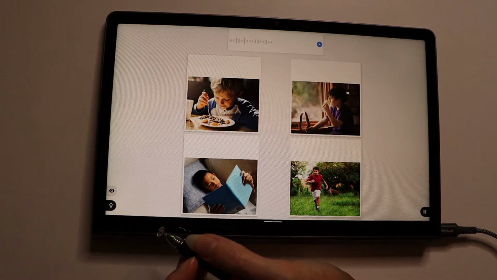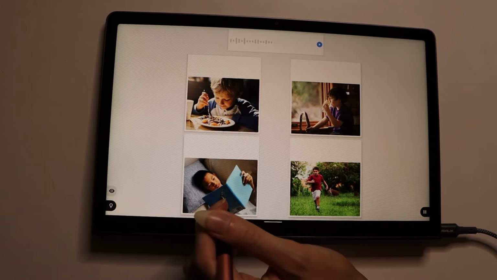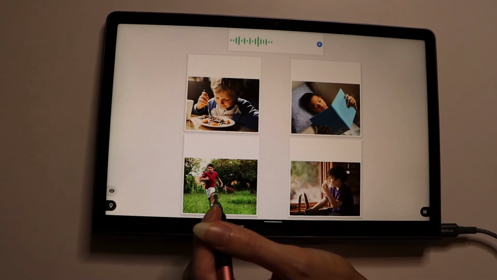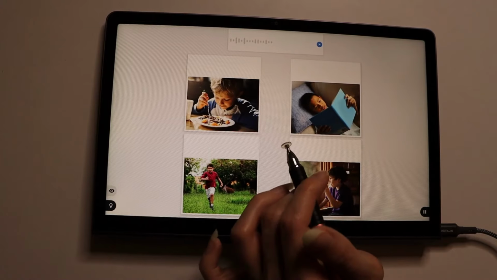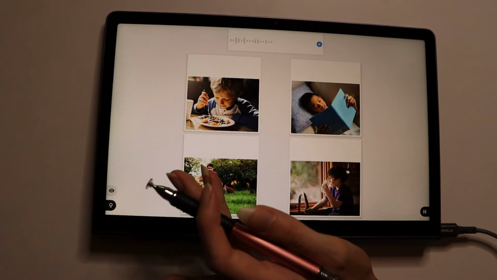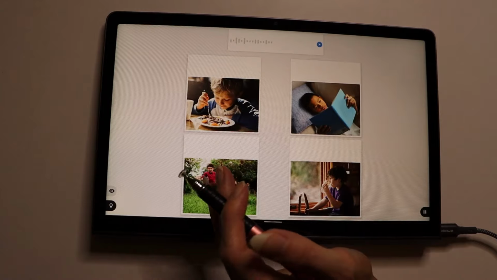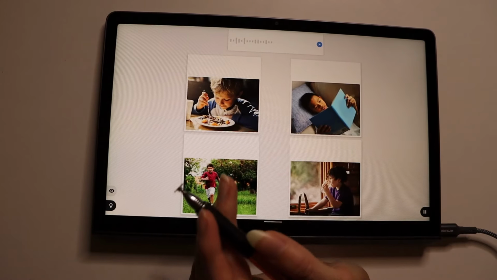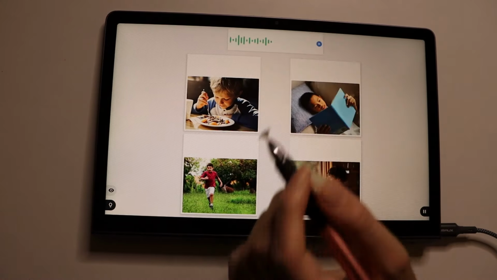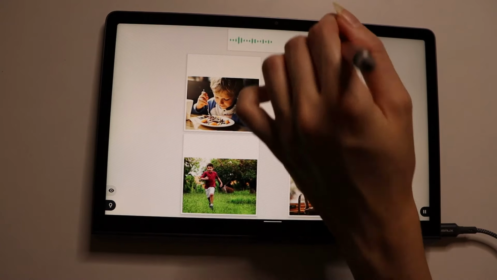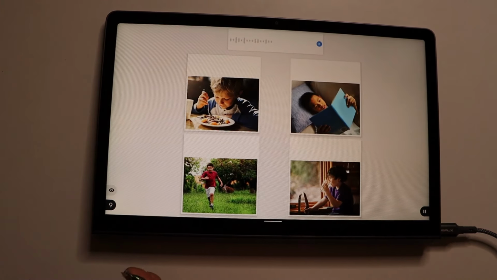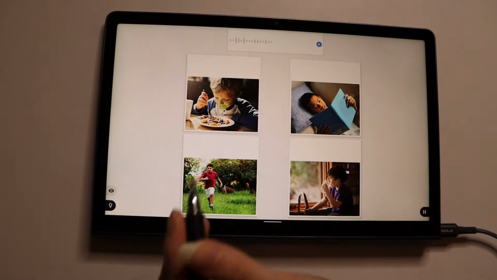This is reading. Okay, this was reading, and then the previous one. So the previous one was reading, and the one before that I got wrong was running. Okay, let's listen again. Okay, this is the eating.